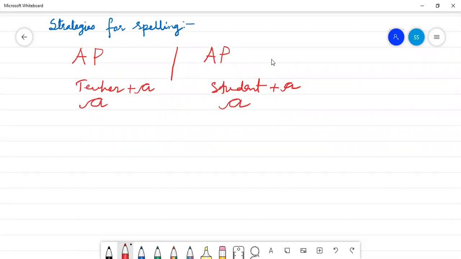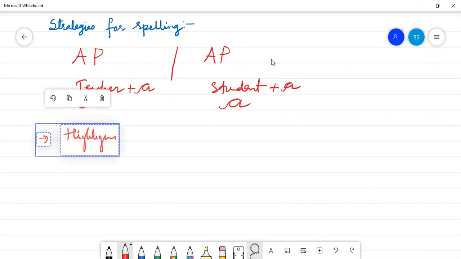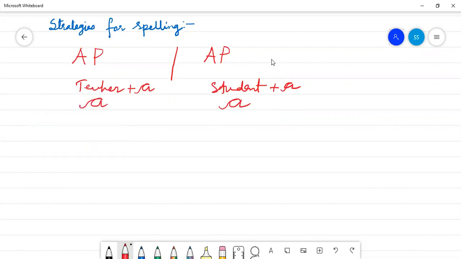And the next one, highlighters. That is also a very good way to teach children the spelling. So highlighting the patterns. So what I was saying, highlighters. Highlighters are also very important.